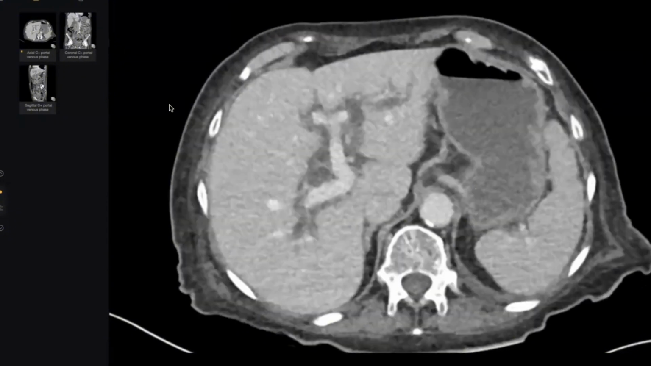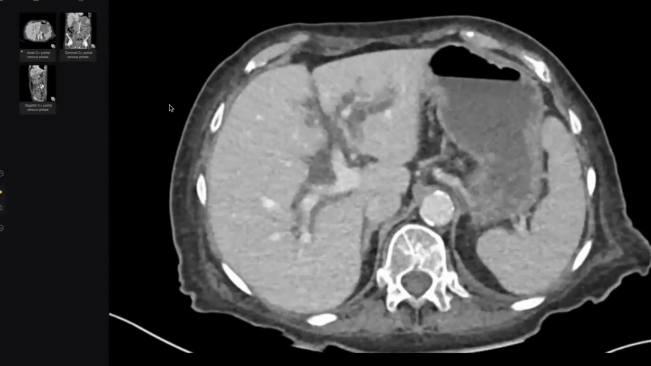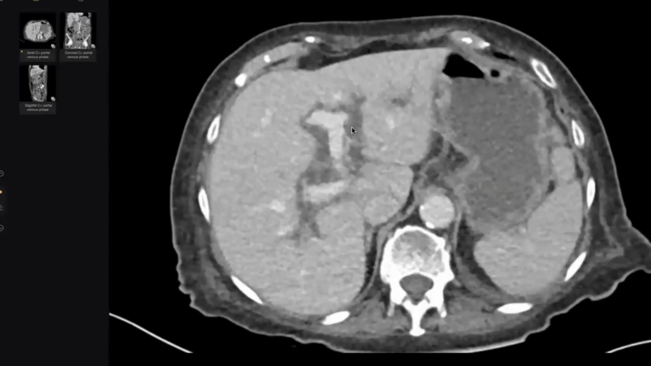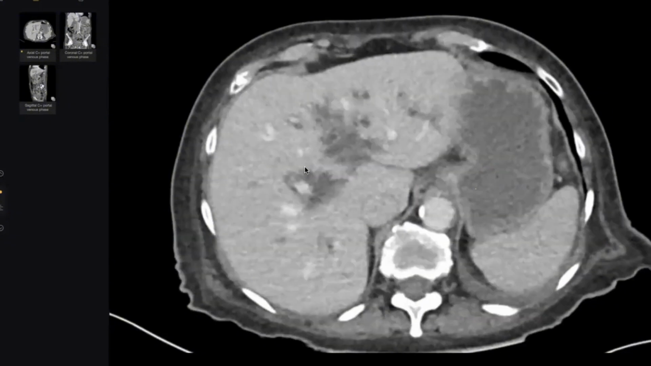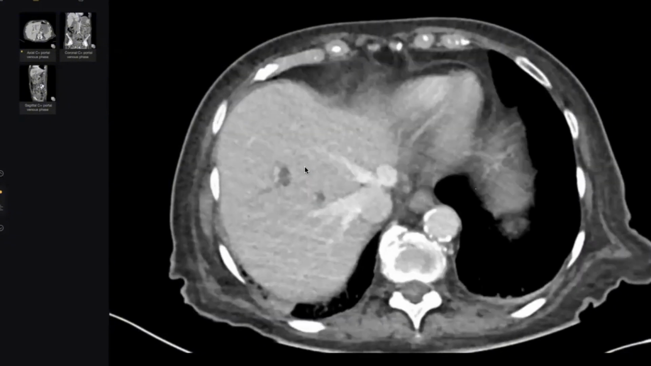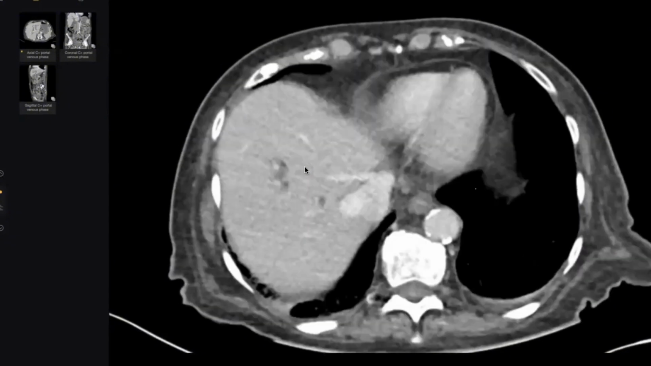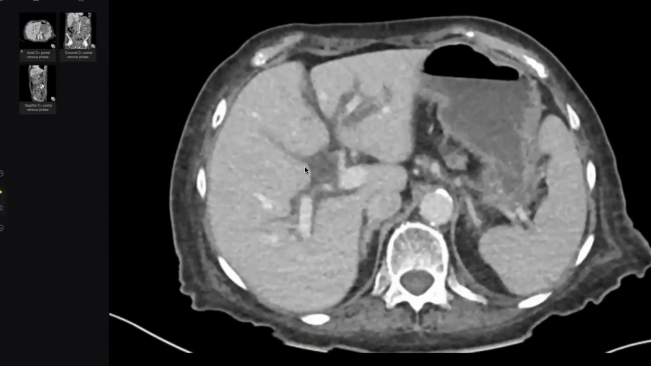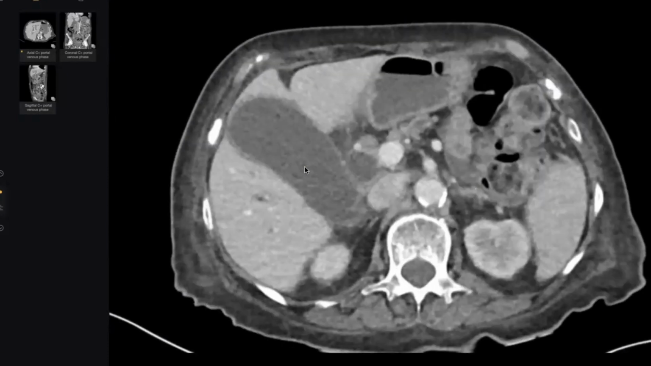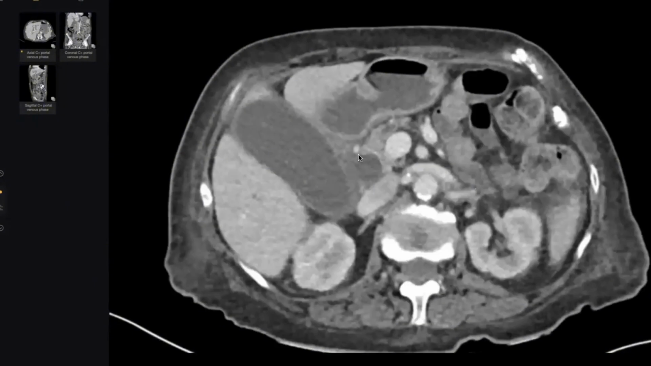What else? Periportal edema as well as air in the biliary tree. Look, the gallbladder is very distended. What is this?